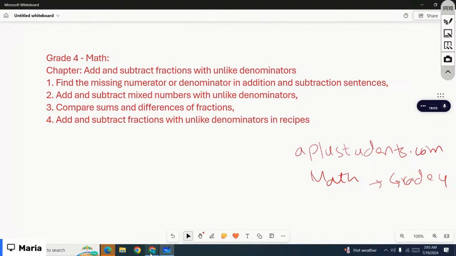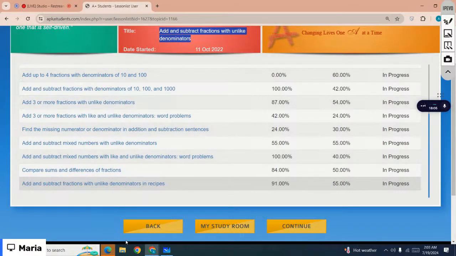Okay, here I'm on grade 4 math. The chapter we're on right now is add and subtract fractions with unlike denominators. So let's start with the first lesson, that is find the missing numerator or denominator in addition and subtraction sentences. Let's just start with the lesson.